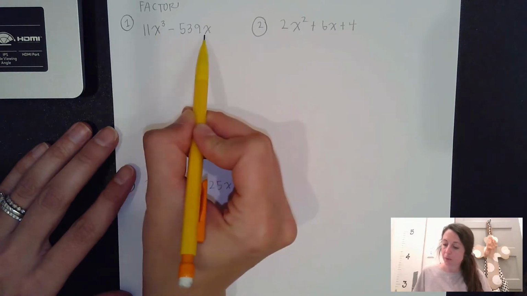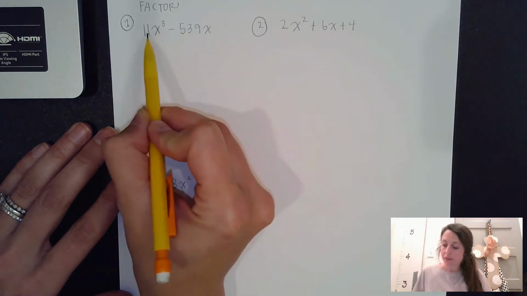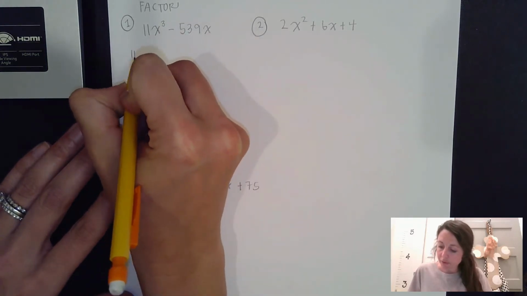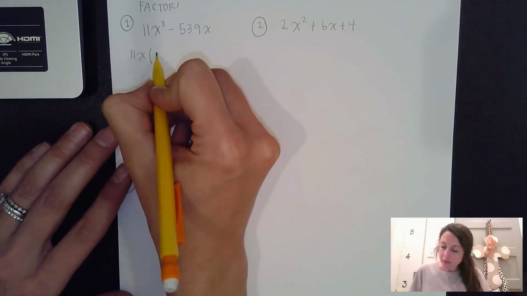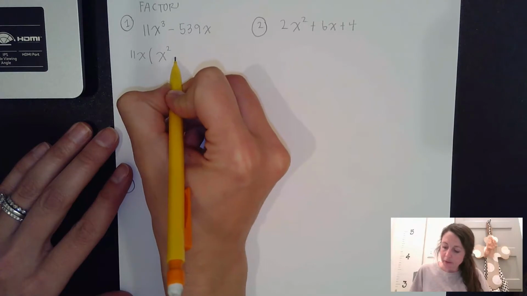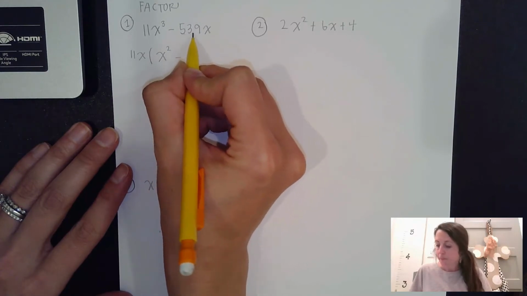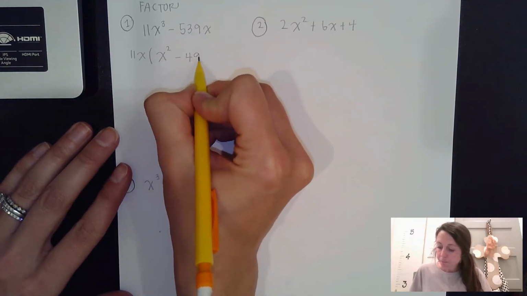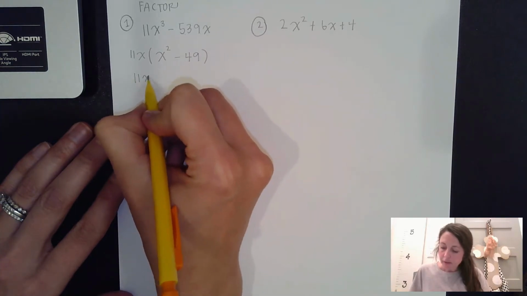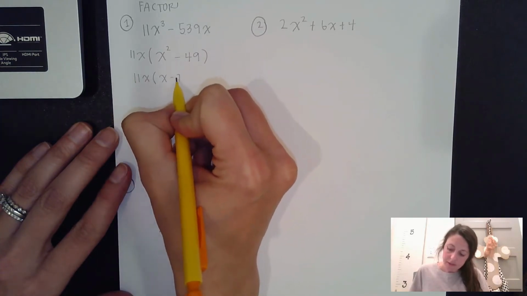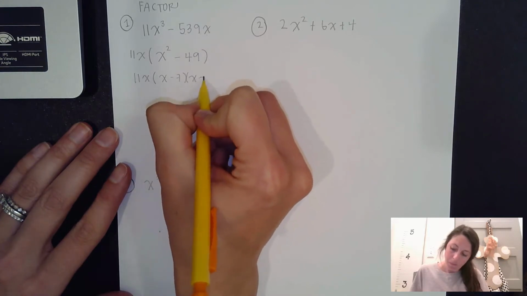So you remember you always look for a common factor. So for here you have a common factor of an 11 and also an x. So when you take out an 11x, you'll be left with x squared minus 49 here. And so x squared minus a 49 can factor to x minus 7 times x plus a 7.